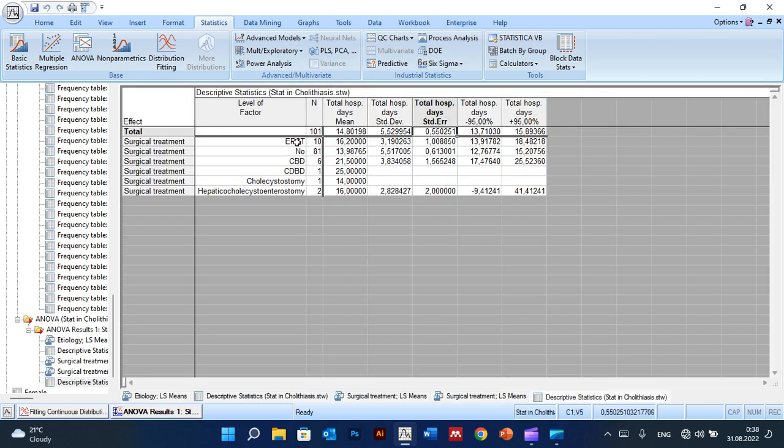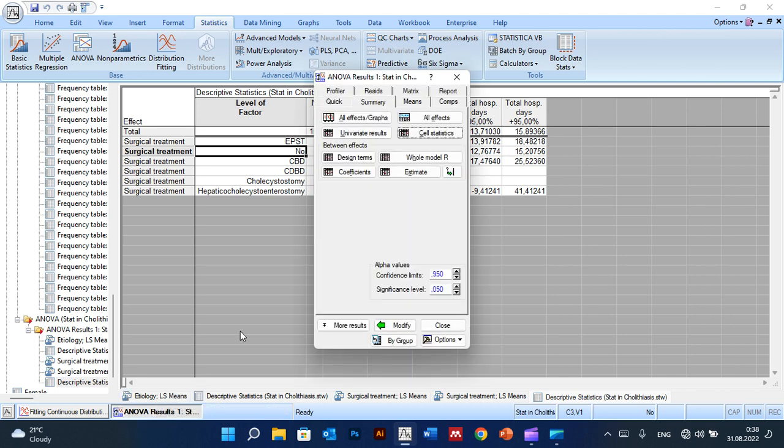For example, the patients who underwent EBST surgery, there are 10. They have total hospitalization days 60. The standard error is 1. So we can also describe this. It is also interesting. There are 81 patients who were treated or managed conservatively, treated without surgery. So these are interesting data that we can also describe when you are writing a research paper.